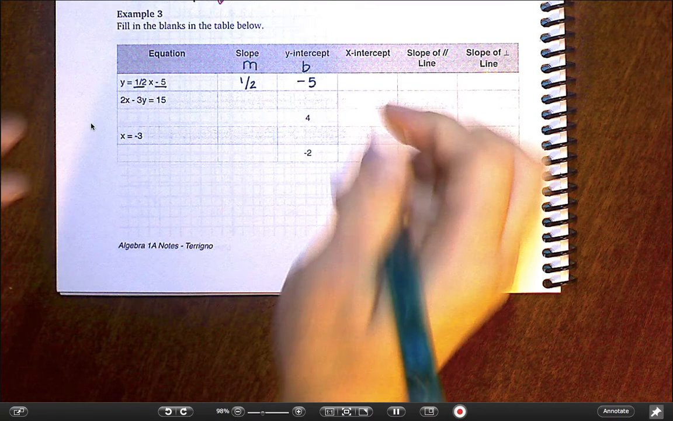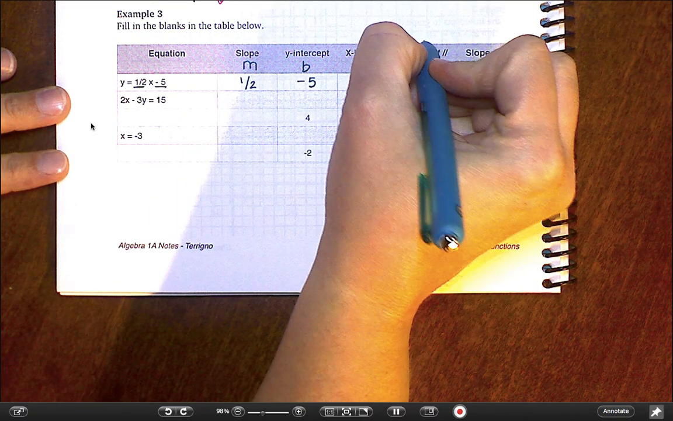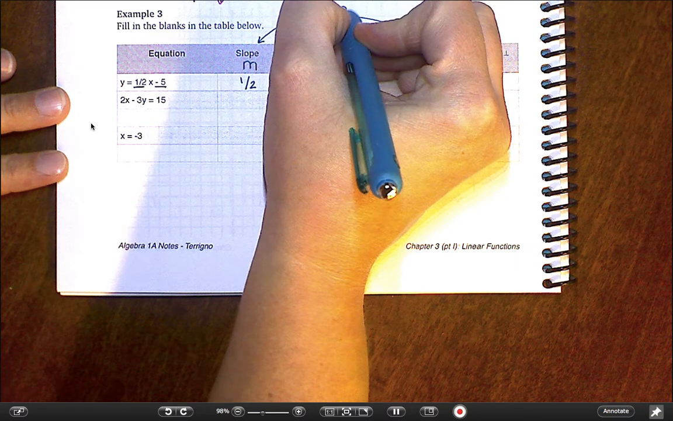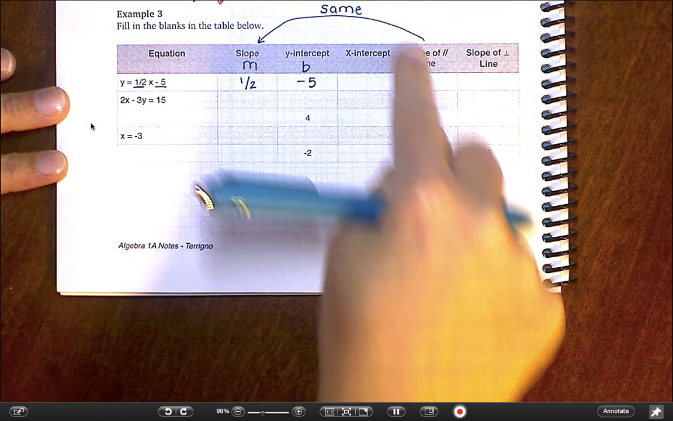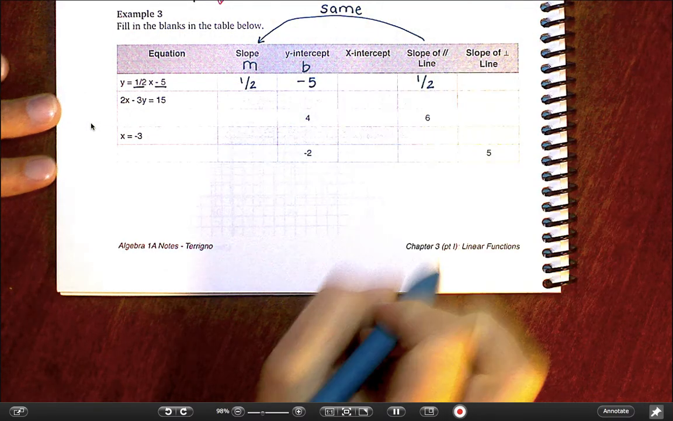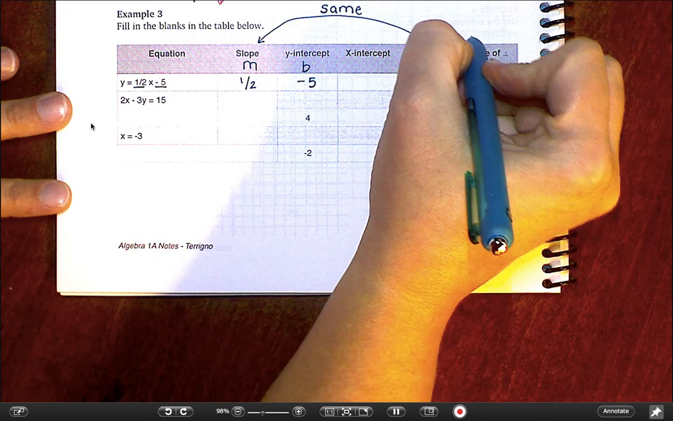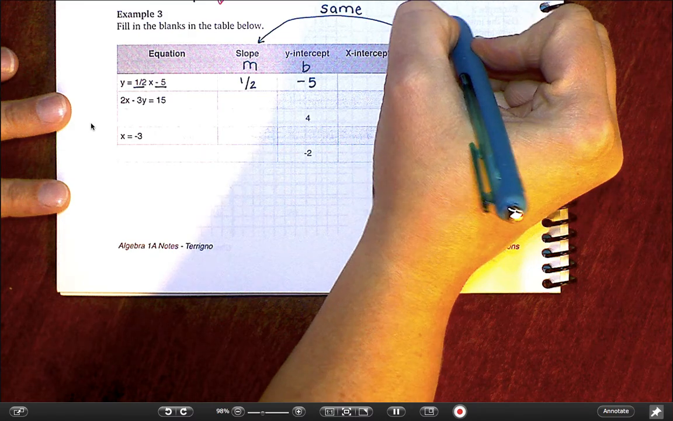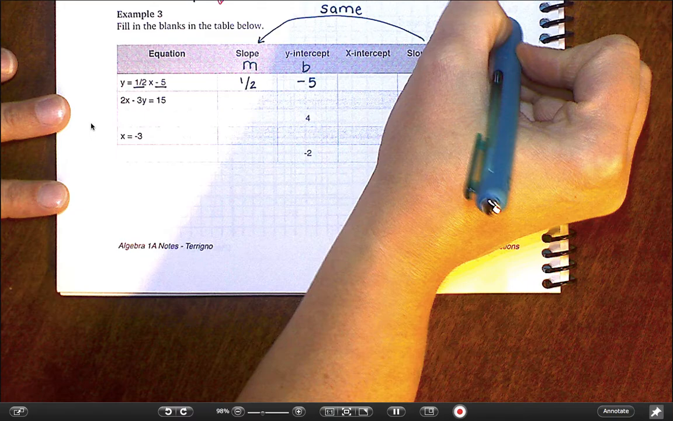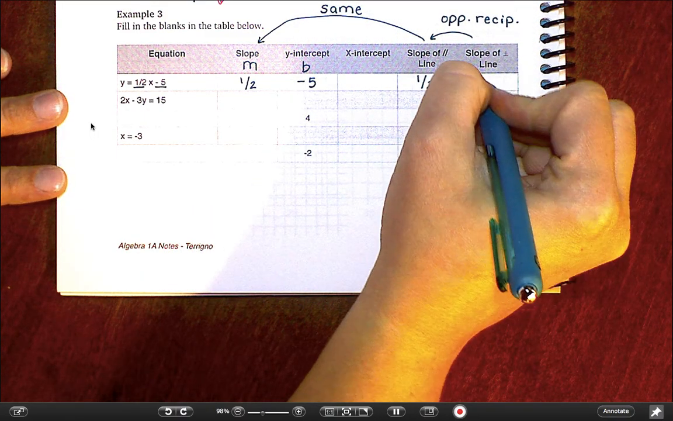In addition to that, my parallel line slope is really easy because we know that the slope of a parallel line has to be the same as the original slope. So really these two columns are going to match all the way down. If this is a 1/2, then this is a 1/2. The perpendicular slope is the opposite reciprocal of this one. Really, it's the opposite reciprocal of the original, but since they're the same, it doesn't matter. So the opposite reciprocal of 1/2 would be -2.